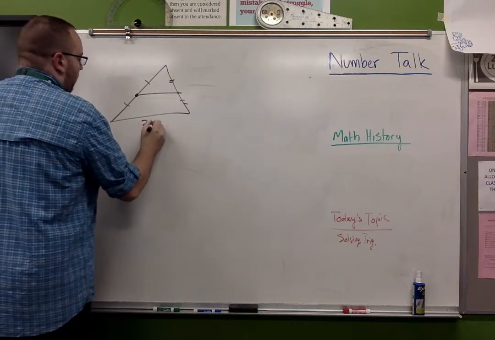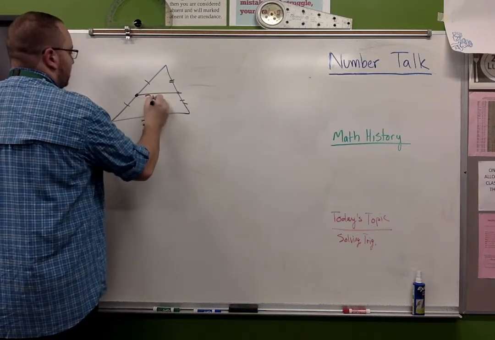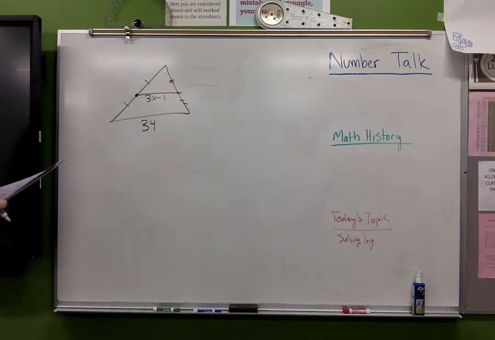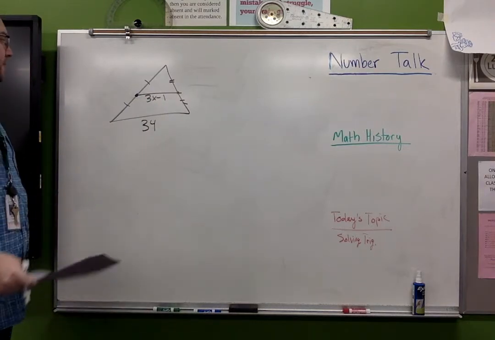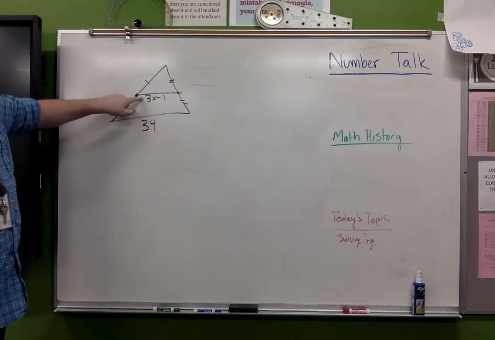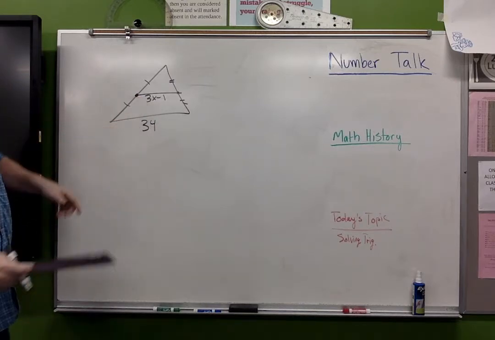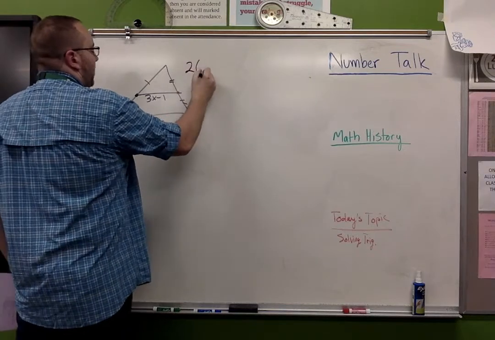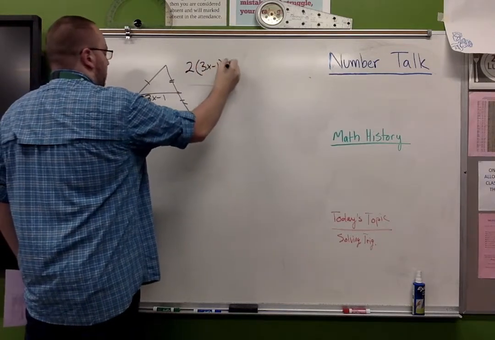So this is 34, and this is 3x minus 1. So we're going to try to find out what x equals. Remember that this mid-segment is half the length of this one. So it takes 2 of these ones to make one of these ones. So 2 times 3x minus 1 is equal to 34.